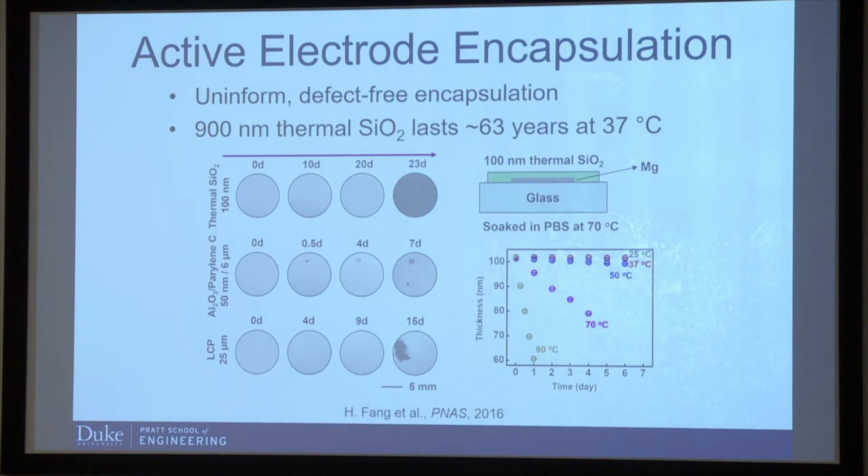Thermally grown silicon dioxide is the only material we found that would survive long-term in the body that would allow us to do these kinds of chronic recordings. And so just about a micron of thermally grown silicon dioxide, we project to last about 60 years in chronic implants at body temperature.